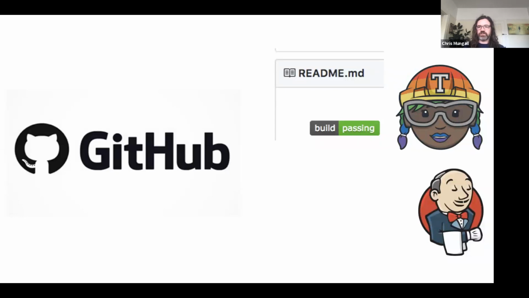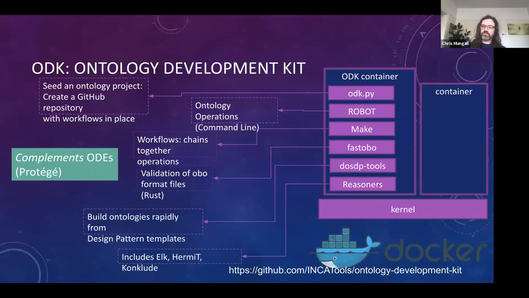And we have continuous integration jobs running using tools such as Robot to make sure that the changes that you propose are semantically coherent and adhere to our core standards. We also developed something called ODK, the Ontology Development Kit. This is a Docker container that puts together a diverse set of different tools, including Robot. And one thing that we found that is really nice is that it allows you to essentially seed a new ontology project in GitHub from scratch.